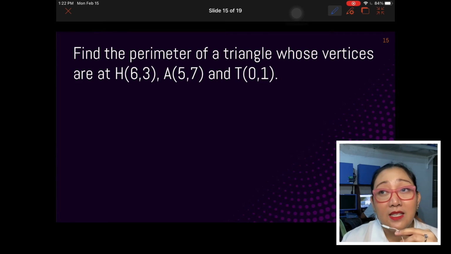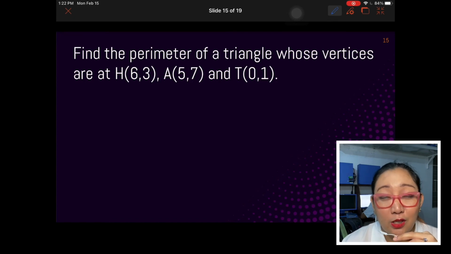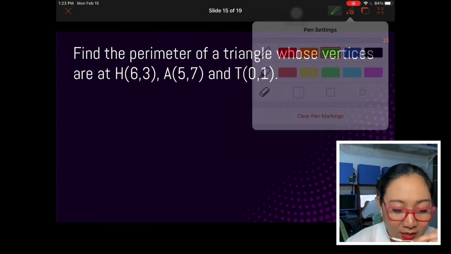Now, in this case, hindi na natin siya isusulat as an irrational number. Kailangan i-convert natin siya into decimal para makuha natin yung approximate value ng ating perimeter. Okay? So, magsimula na po tayo.